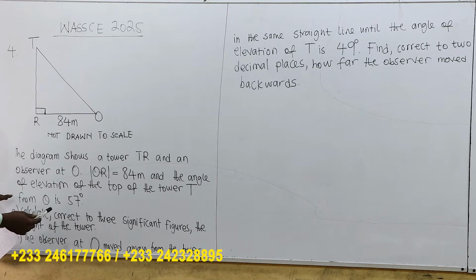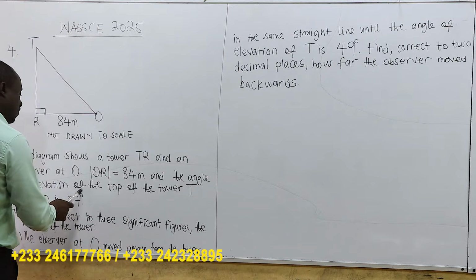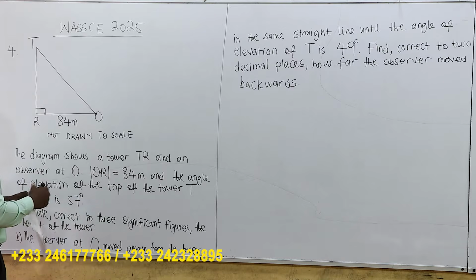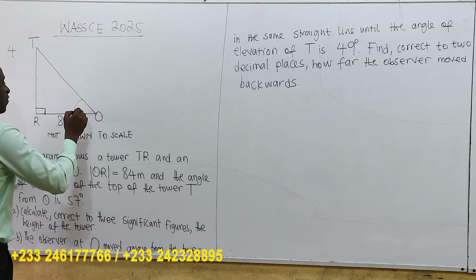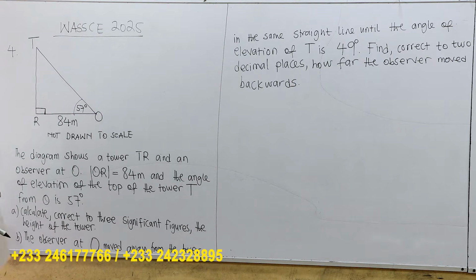And then the angle of elevation of the top of the tower T from O is 57 degrees. So the angle of elevation over here is 57 degrees. Calculate, correct to three significant figures, the height of the tower.